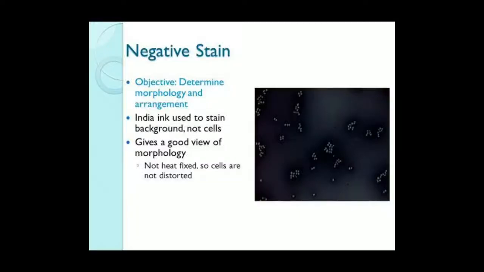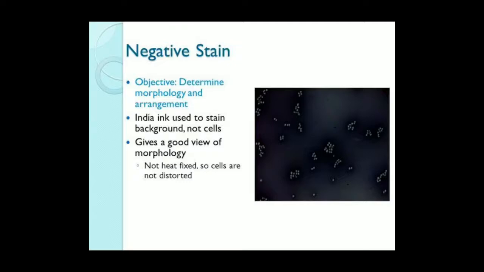Hello everyone. In this video, we're going to learn about the principle and procedure of negative staining. The main purpose of negative staining is to study the morphological shape, size, and arrangement of the bacterial cells that are difficult to stain. For example, in bacteria like Spirilla.